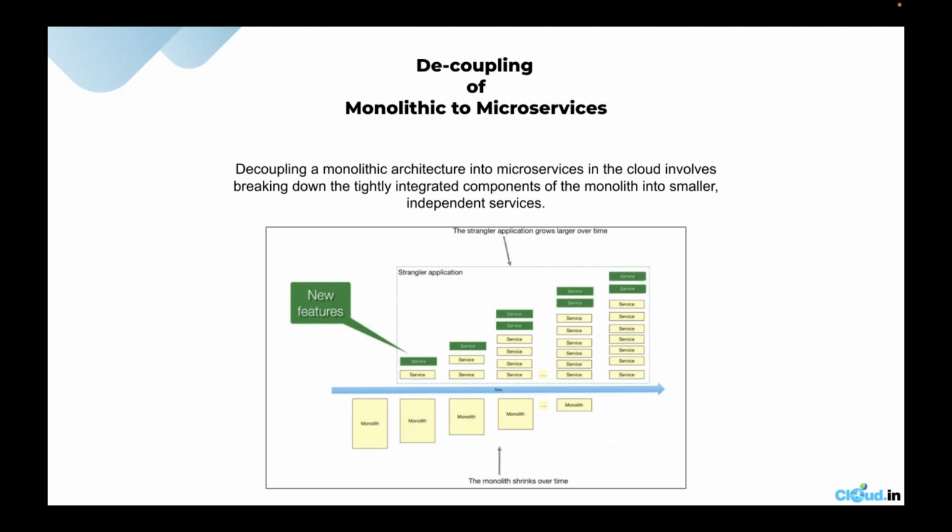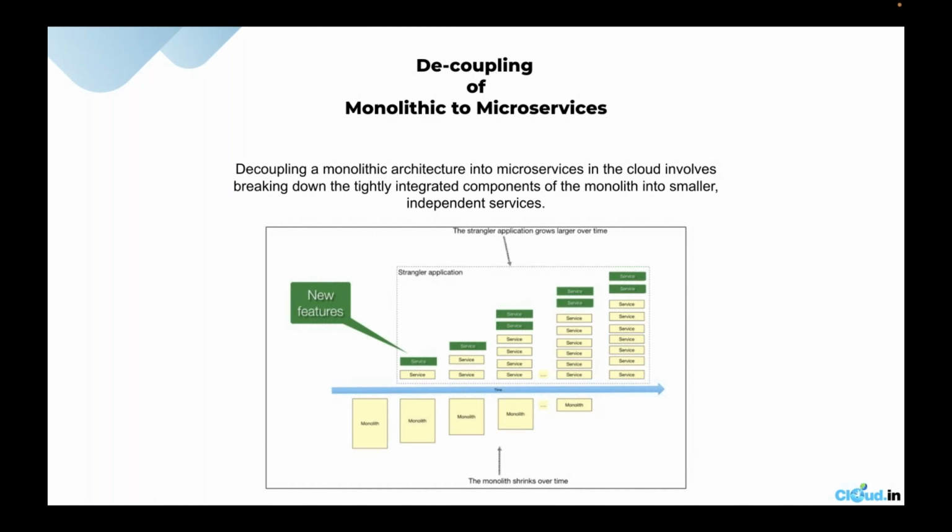Moving on, let us look at a very basic process that you should be following while decoupling your monolithic architecture to a microservices one. The process of decoupling this in the cloud basically involves several key steps. So let us look at some of the high level key steps that should be considered.